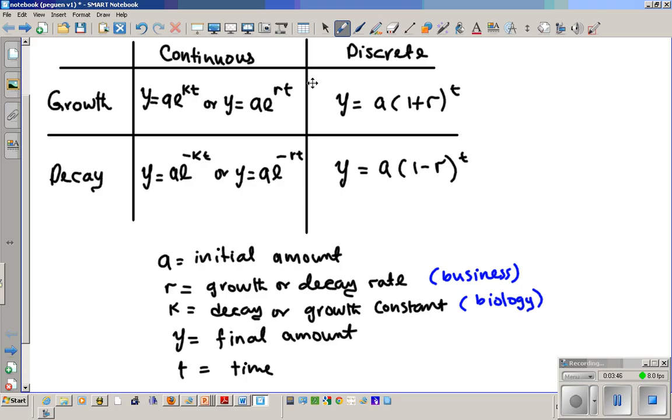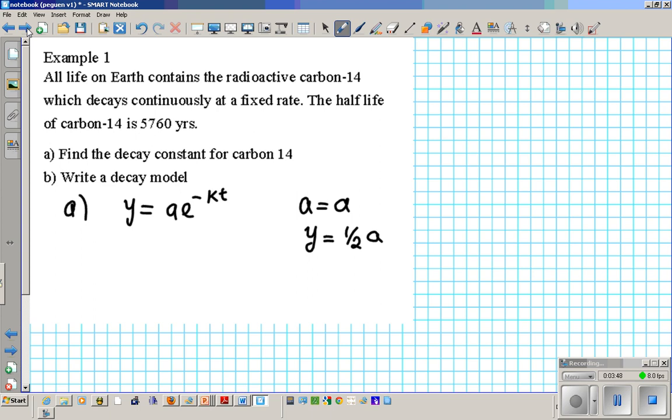Okay? So let's take a look at example number 1. Example 1, erase this. It says, all life on Earth contains radioactive carbon-14, which decays continuously at a fixed rate. The half-life of carbon-14 is 5,760 years. Find the decay constant and write the decay model.